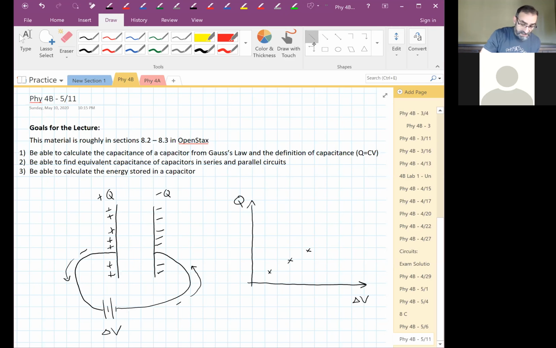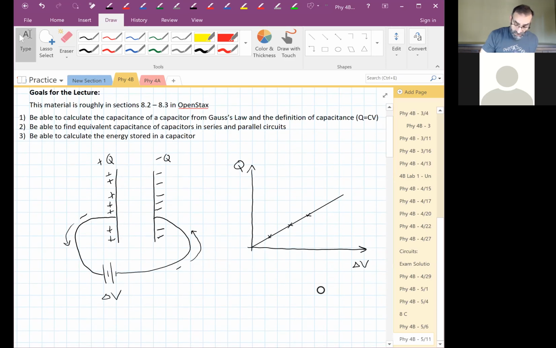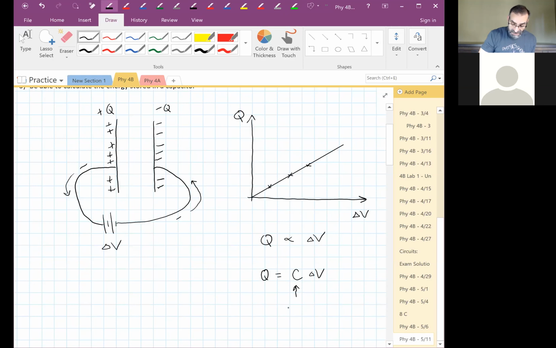So what happens is we get a plot that looks something like this. As we increase the power supply voltage, the potential difference, we get more charge transferred from one plate to the other. So the slope of this line is what we're interested in. We know that the charge is proportional to the potential difference across the plates. And if we make that an equal sign, we throw a proportionality constant in there, we get this equation where that is the capacitance.